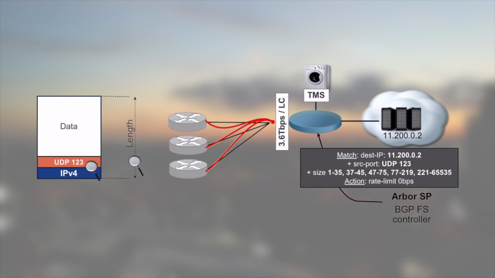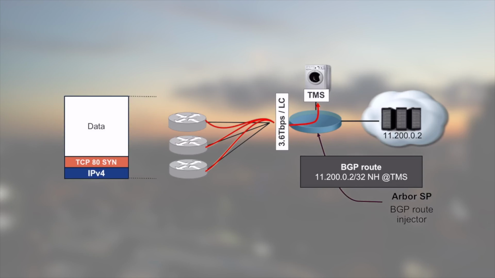Then we generated an NTP amplification attack, which has been detected and mitigated following the same approach. Finally, we started a TCP flood attack. It has been detected like the two others, but this time the system automatically injected a more specific BGP route to divert the traffic to the scrubbing device, the TMS. And none of this mitigation involved any human participation.